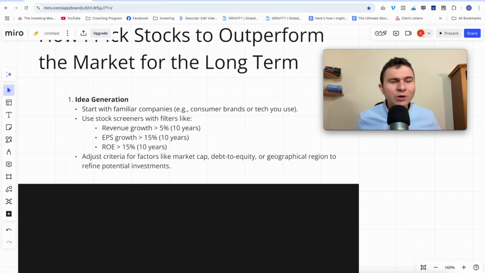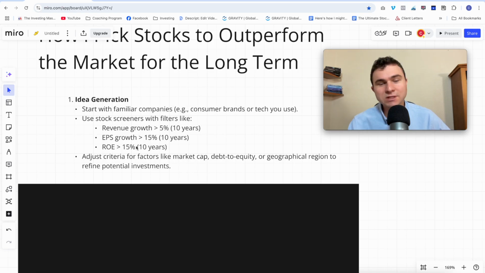How do you find great companies to outperform? You can use several metrics. What I prefer is revenue growth superior to 5% per year for the past 10 years, EPS growth superior to 15% for the past 10 years, and return on equity superior to 15% for the past 10 years.